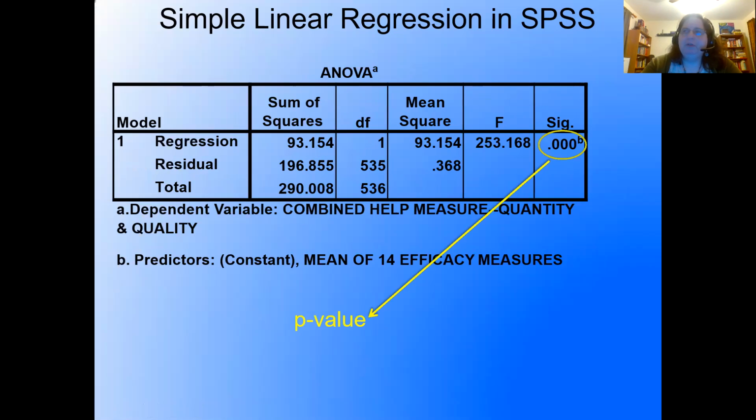Here's that ANOVA table I promised you. Instead of between, we have regression. This is the good stuff. This is the stuff we like. Instead of within, we have residual. When you think of residual, you think of leftover, right? That's our error. And then total. We still have sums of squares, DFs, mean squares, and most importantly, F and our sig value. That's our p value. p less than 0.001 in this case.